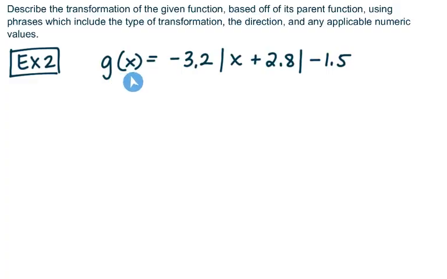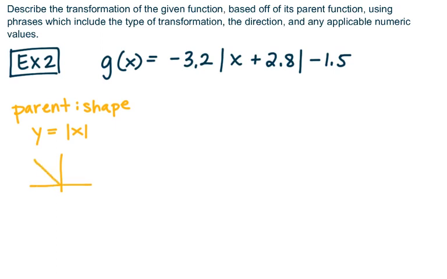For our second example here, we're given that g of x equals negative 3.2 times the absolute value of the quantity x plus 2.8, minus 1.5. So we have our parent, which lets us know the shape. The parent graph here is going to be y equals the absolute value of x. And we know, of course, because we know our library of parent functions, that that is shaped like a V opening up with a vertex at the origin.